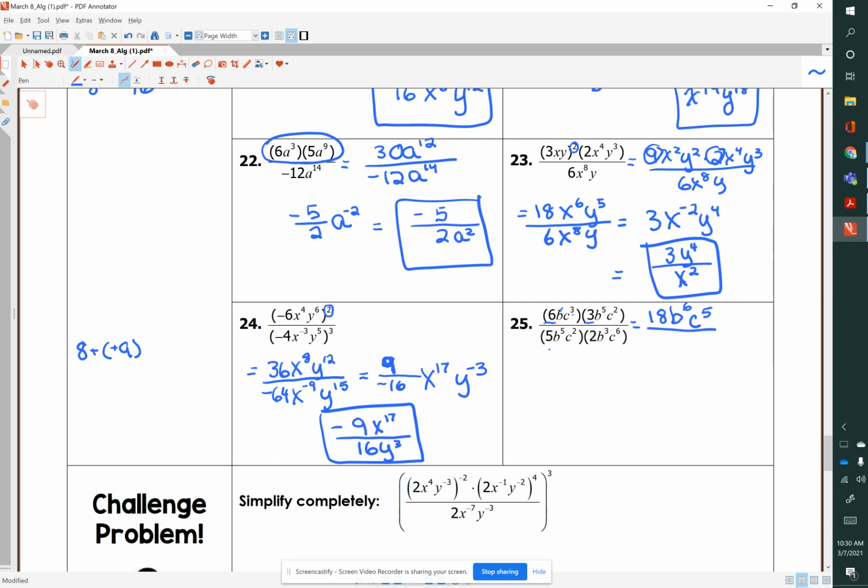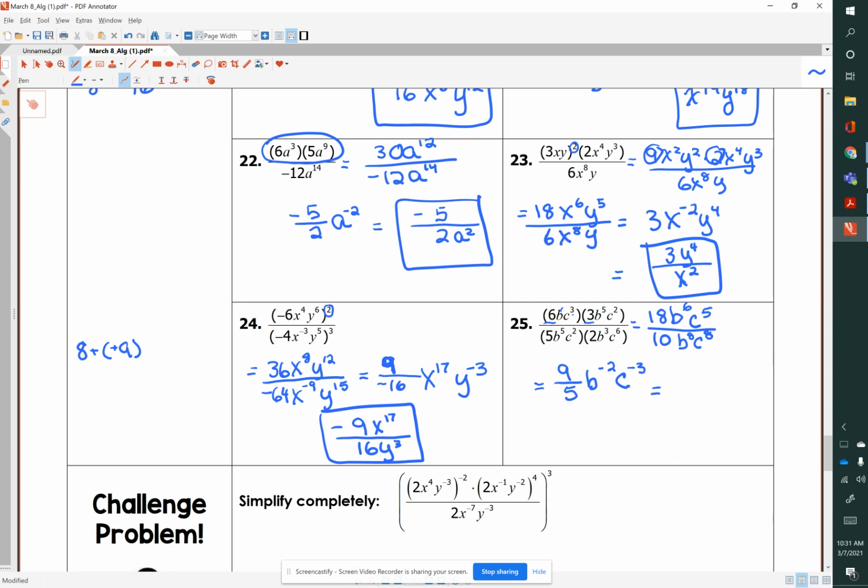Now in the denominator, 5 times 2 is 10. And B, 5 plus 3, here's our 8. And C, 6 plus 2 is 8. So now we simplify and subtract those exponents. So 18 over 10, those are each divisible by 2, so that becomes 9 over 5. B, 6 minus 8, so B would be to the negative 2. C, 5 minus 8 to the negative 3.